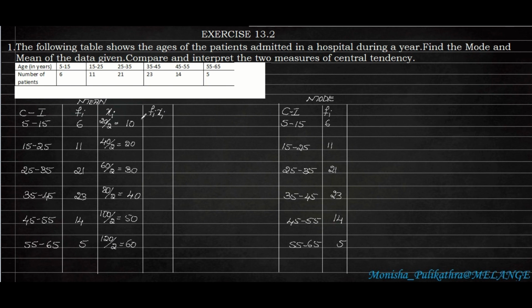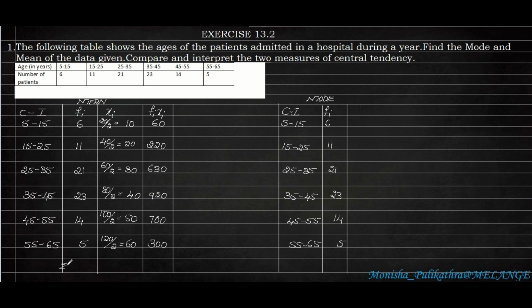Okay. In the last column we need to multiply Fi and Xi. So 6 into 10 is 60. 11 into 20 is 220. 21 into 30. So 3 ones are 3, 3 twos are 6. It will become 630. So 23 into 40. So 4 threes are 12. 1 carry, 4 twos are 8, 9. And a 0 is there. Therefore 920. Next 14 fives are 70. So 14 into 50 is 700. Next 5 into 60 is 300. So 60, 220, 630, 920, 700 and 300.